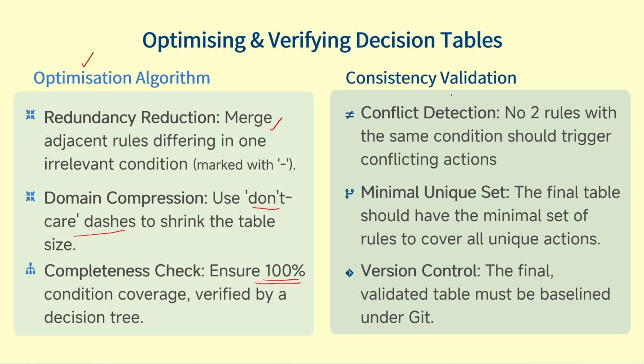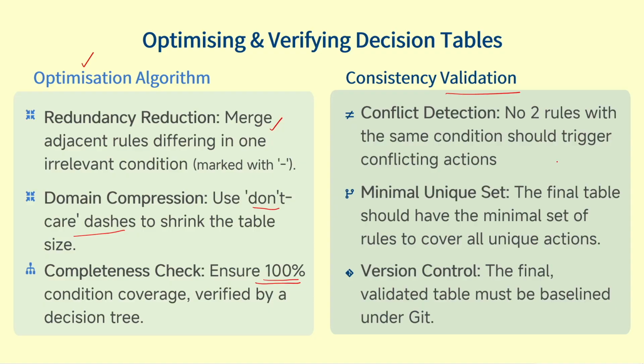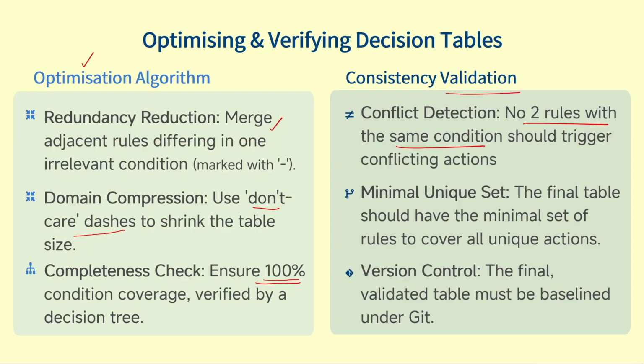So, how to validate? When there are two rules, the same condition should not trigger different actions. No two rules with the same conditions. This is very, very important. No two rules with the same condition should trigger conflicting actions. Say for example, agree or disagree should not be done with the same condition. And we have to make sure there is a minimal set of rules. This is what I have tried to say. Everything is based on n, which is nothing but the number of conditions. That has to be minimal.